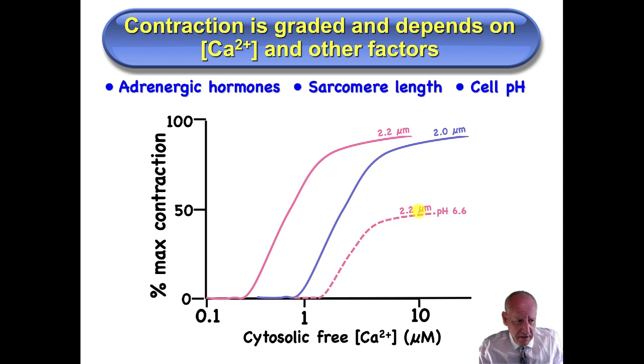So the heart varies its force of contraction by adjusting the amount of calcium delivered to the contractile proteins and the sensitivity of the contractile proteins to this calcium. In contrast, skeletal muscle changes its force of contraction by, remember, recruiting more fibers and by receiving more frequent impulses.